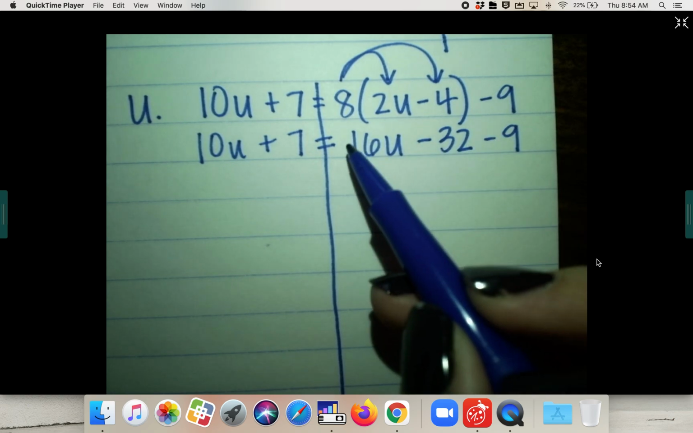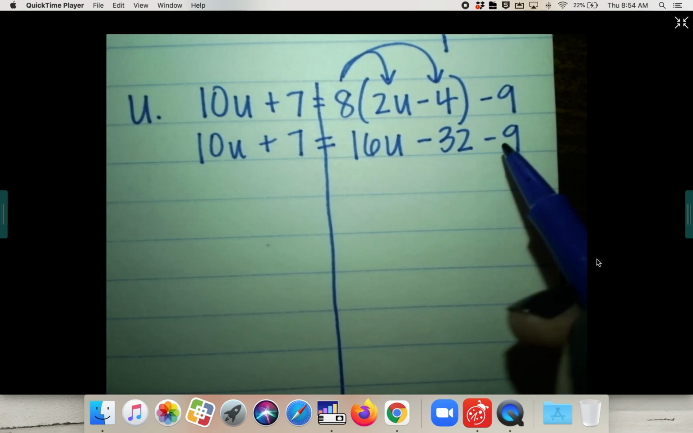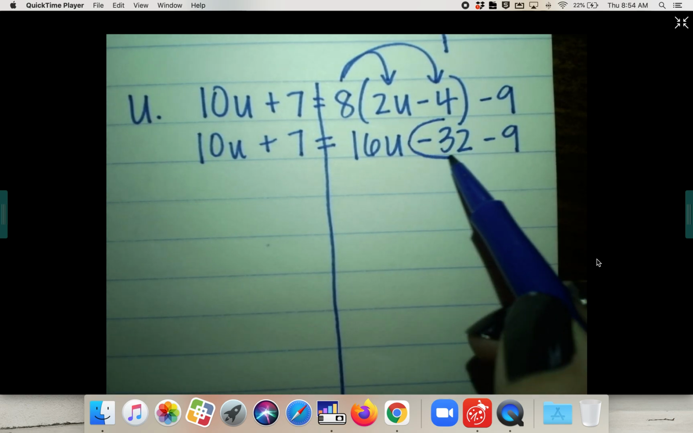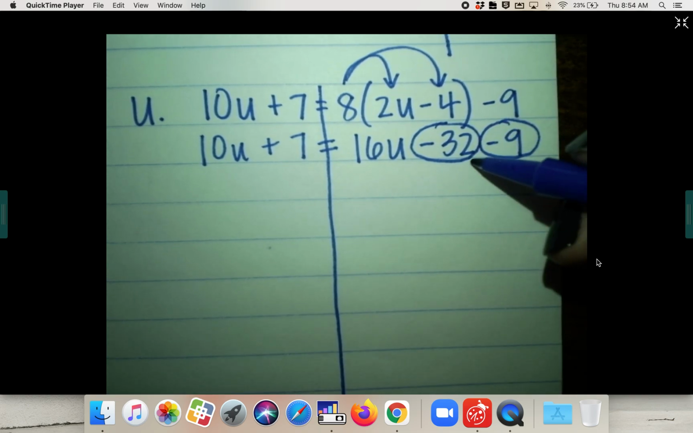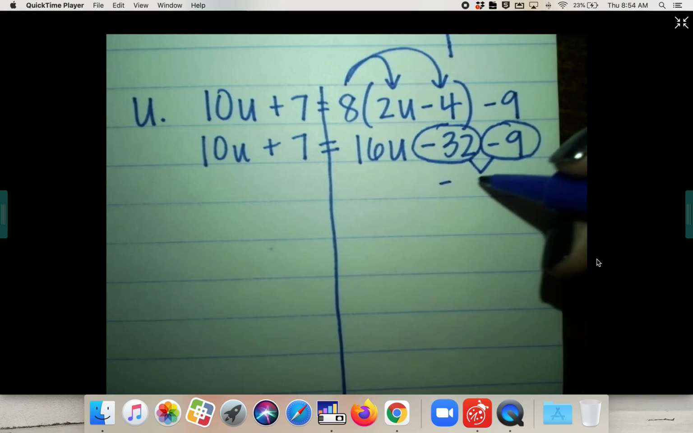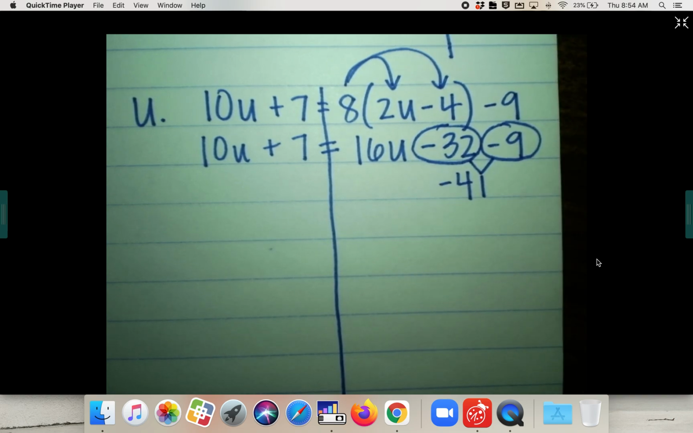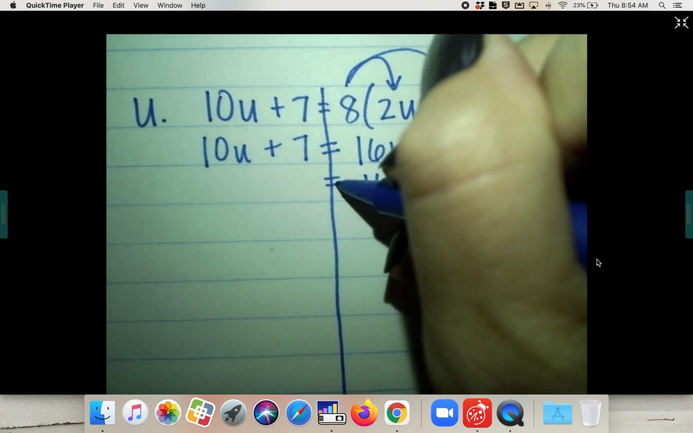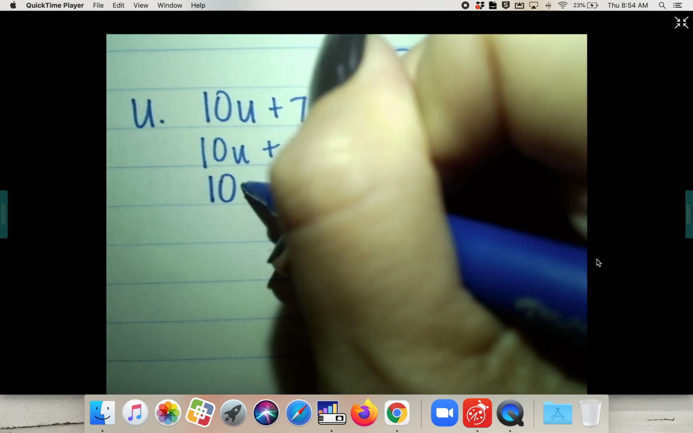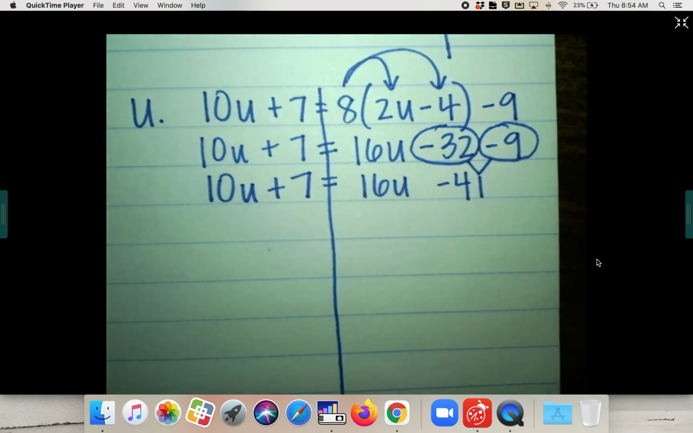Very good. I see a U and 2 that are not U's, so let's go ahead and combine these. Negative, yes. Very good. Negative 41 is what Amelia says. I believe her. Bring down everything else. 16U, bring down 10U plus 7 again. Still haven't done anything over there yet.